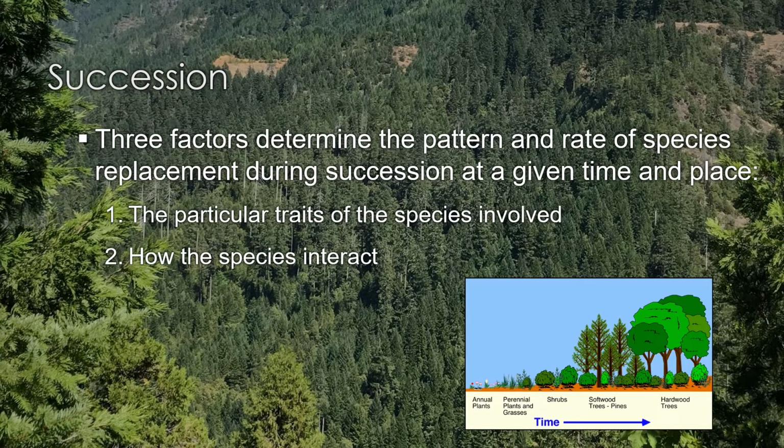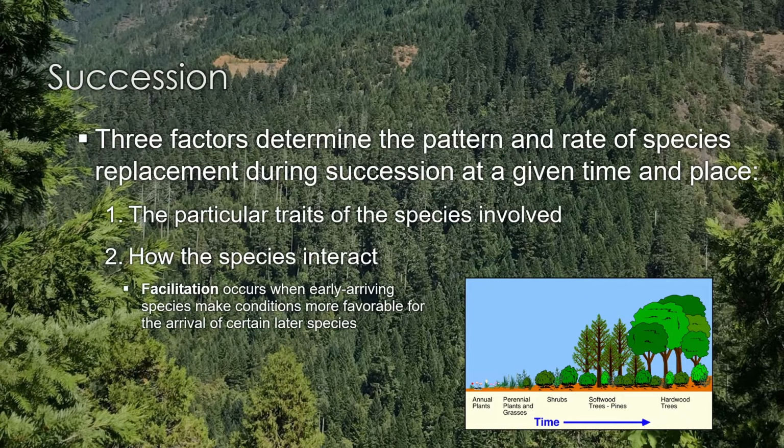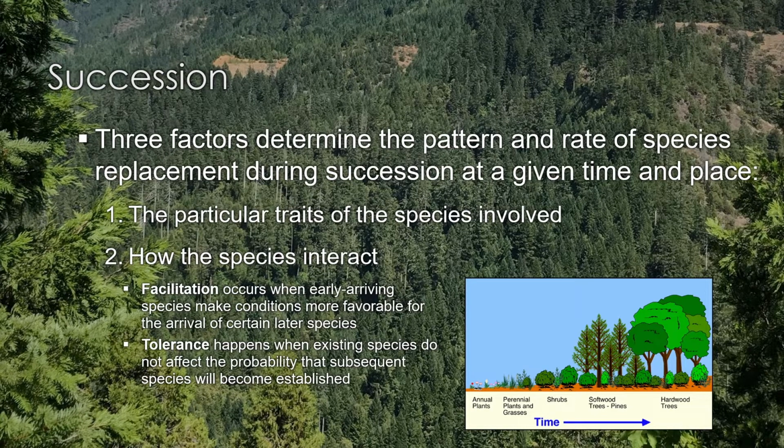Second, how the species interact. During succession, existing species can have one of three types of effect on subsequent species. Facilitation takes place when the presence of an early arriving species makes abiotic conditions more favorable for the arrival of certain later species, such as by providing shade or nutrients. Tolerance is when existing species do not affect the probability that subsequent species will become established. Inhibition occurs when the presence of one species inhibits the establishment or regrowth of another.